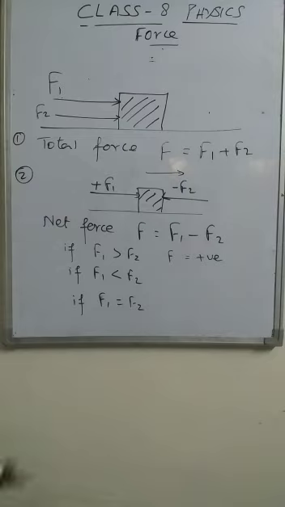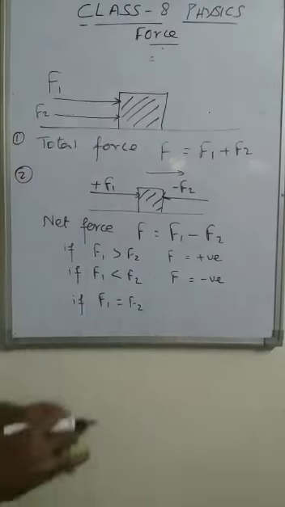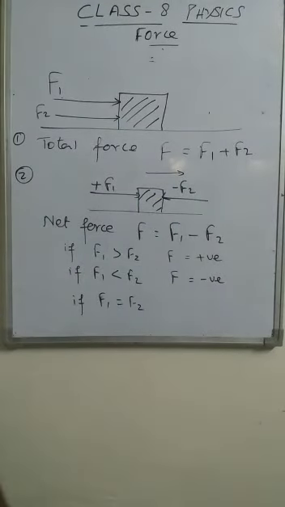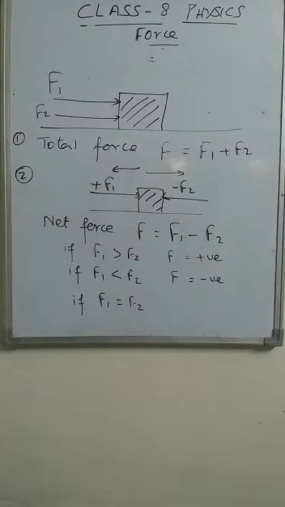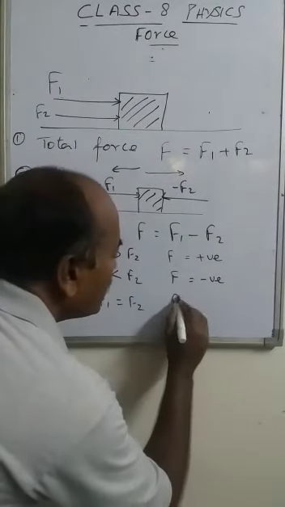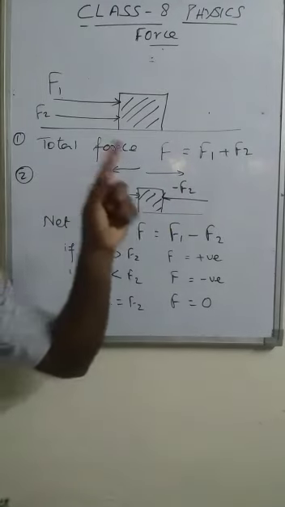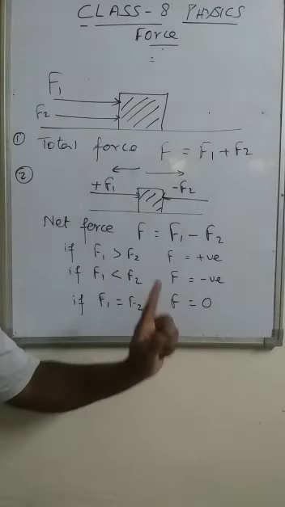In the second case, if F1 is less than F2, then F2 is greater, and definitely the net force is negative. This is greater than this one. A smaller number minus a greater number, the answer is a negative number. A negative number represents that the object moves towards the left. Then in the last case, if F1 equals F2, the net force acting on this object is 0. Both the forces are equal and opposite, applied on the same object, so the net force is 0.